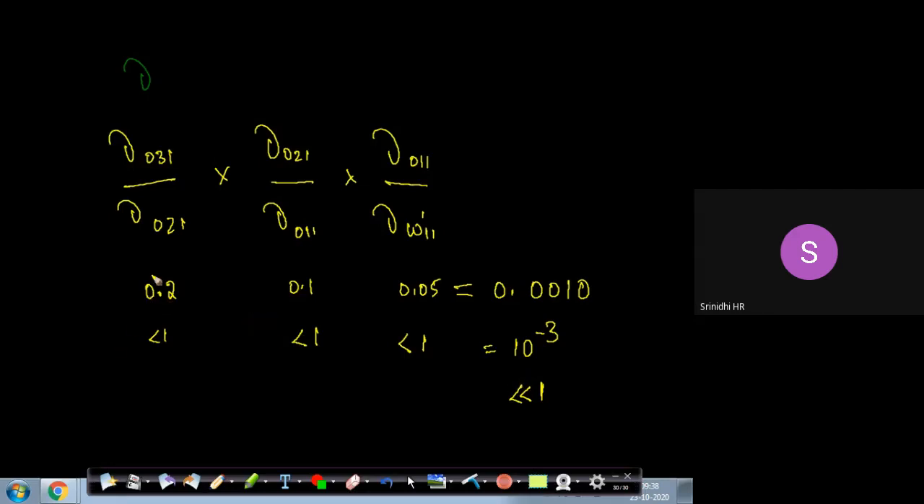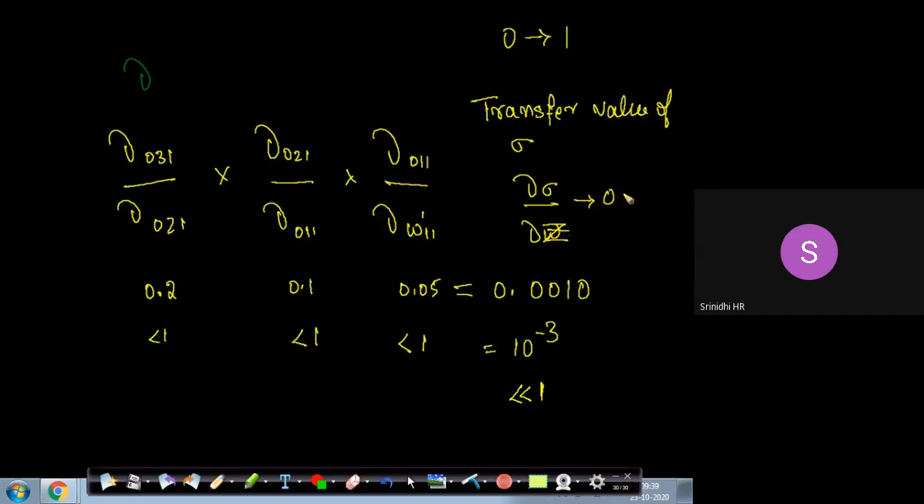In the sigmoid function, the value of the sigmoid function lies between 0 and 1. What is the transfer value of sigmoid? The transfer value means the value after finding the derivative of sigmoid. The derivative of sigmoid with respect to the weight or z varies between 0 and 0.25. Please remember this.